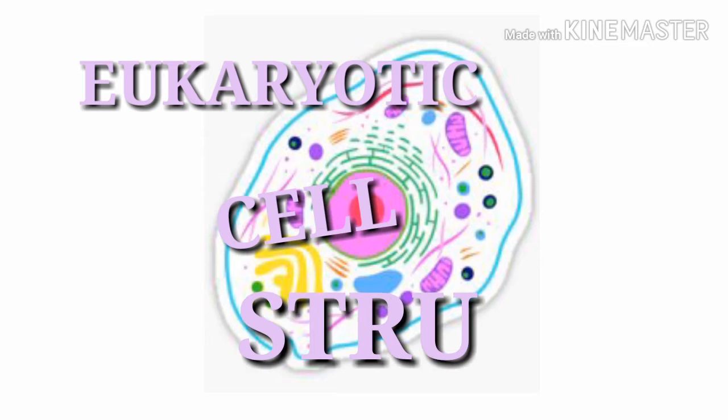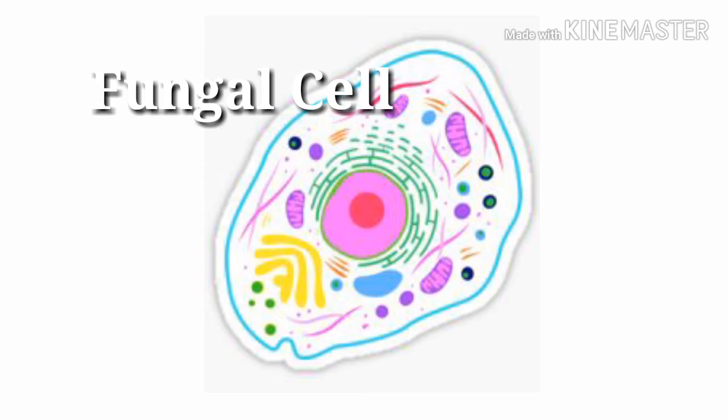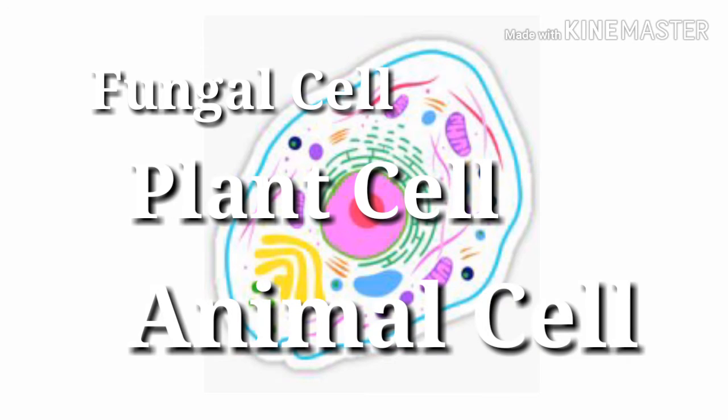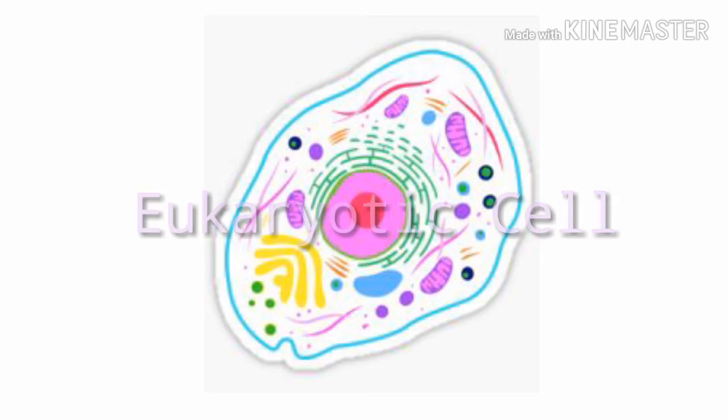The eukaryotic cell structure. Eukaryotic cells are divided into fungal cells, plant cells, animal cells, and other eukaryotic cells. By definition, eukaryotic cells are cells that contain a membrane-bound nucleus, a structural feature that is not present in bacterial or archaeal cells. In addition to the nucleus, eukaryotic cells are characterized by numerous membrane-bound organelles such as the endoplasmic reticulum, Golgi apparatus, chloroplast, mitochondria, and others. So let's see the structure of a typical eukaryotic cell.